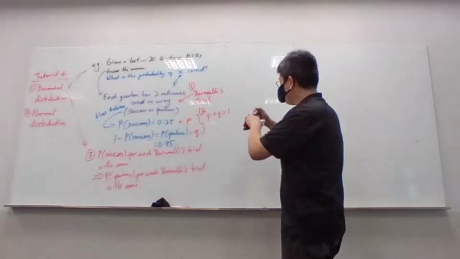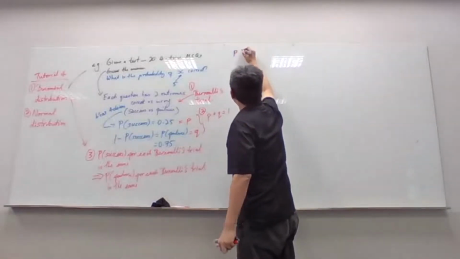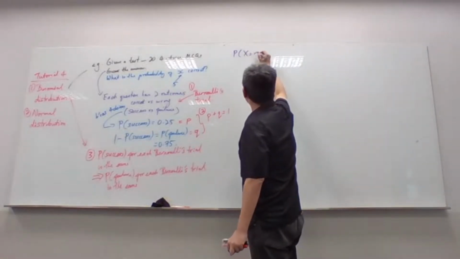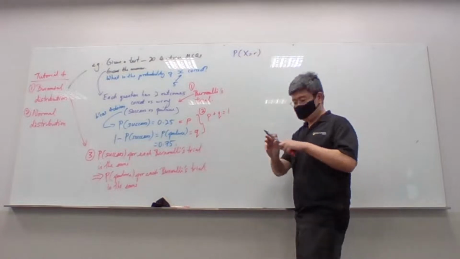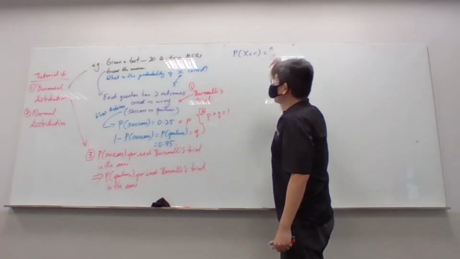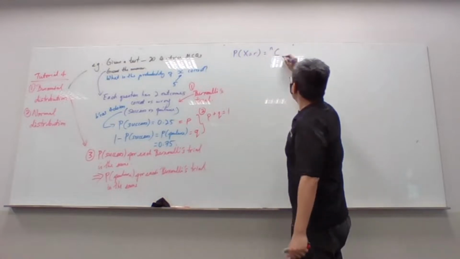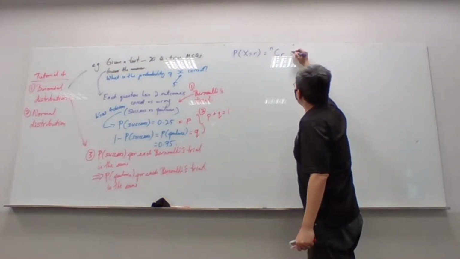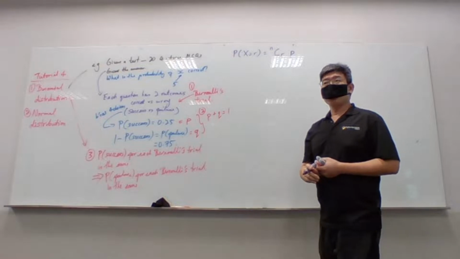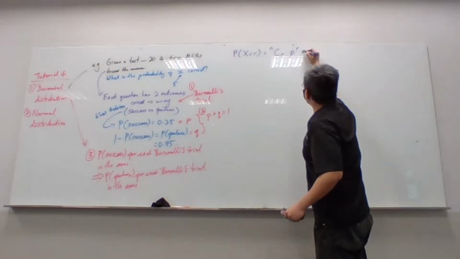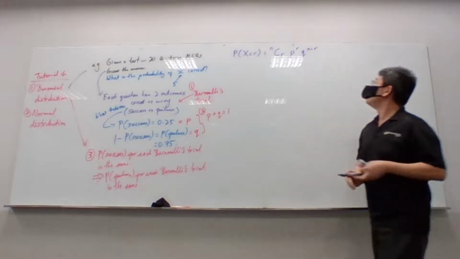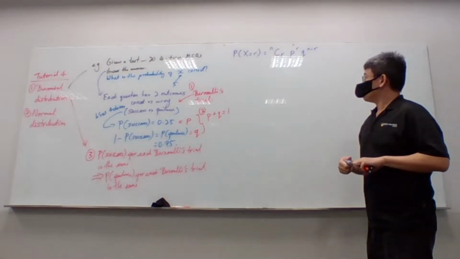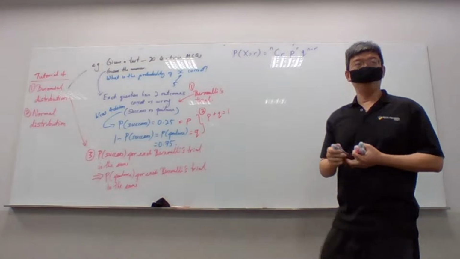Binomial theorem simply says that the probability of getting a correct answer, that means X equals r, is the total number, in this case 20, combination r, multiplied by the probability of success P to the power of r, times Q to the power of n minus r. That's all.